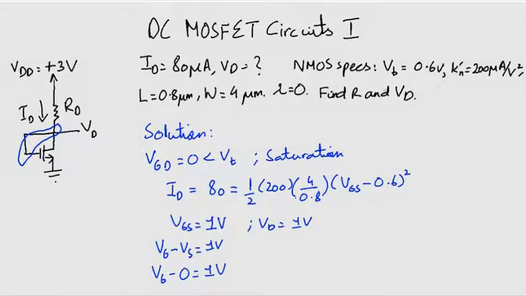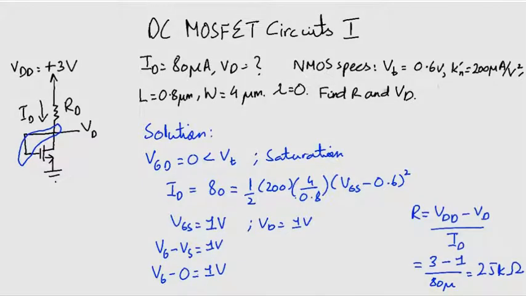Now, to find the missing value of R, this is pretty straightforward and it comes out to be 25 kilo ohms. Practice this yourself and you'll get a hang of it.